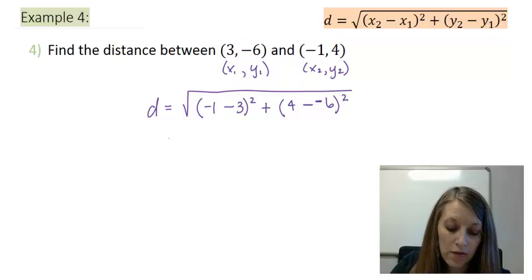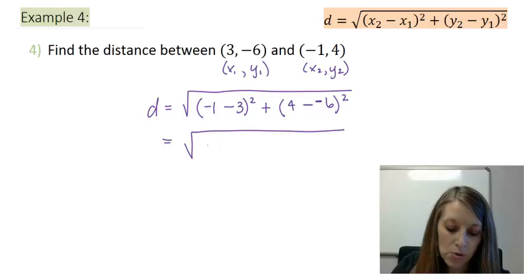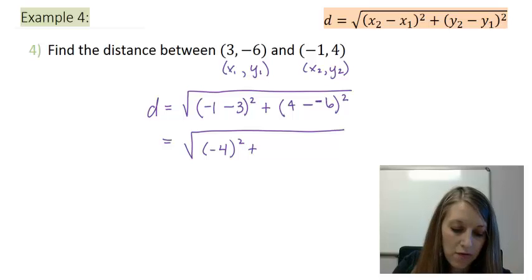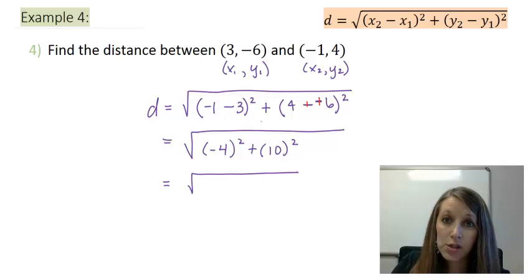So now that I'm sure I've got everything entered in correctly, all I have to do is basic math, just simplification. First, -1 minus 3 gives me -4 squared. 4 minus a -6 is the same thing as 4 plus 6, or 10 squared. I must square these before I square root them.